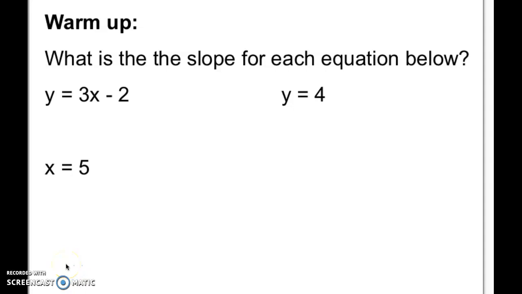Welcome. All of Chapter 2 is about linear equations. And so just a quick review, identifying the slope in each of these. The key is which one is undefined and which one is zero.